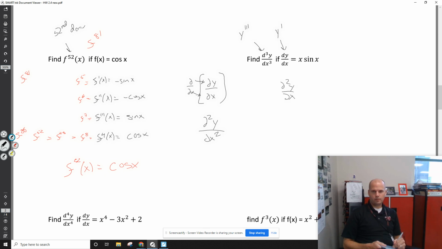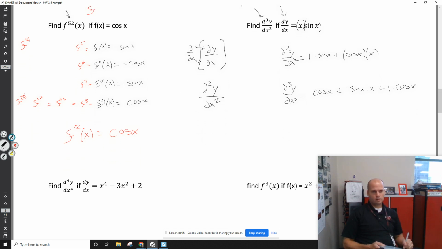So the second derivative would be our first derivative of this. I have a product, I have to use the product rule. Okay? Now, when I take the derivative of this, heads up, the 1 is gone, it's just sine x. The derivative of sine x is cos x. But now I have another product over here, and I have to use the product rule. Derivative of the first times the second plus the derivative of the second times the first.